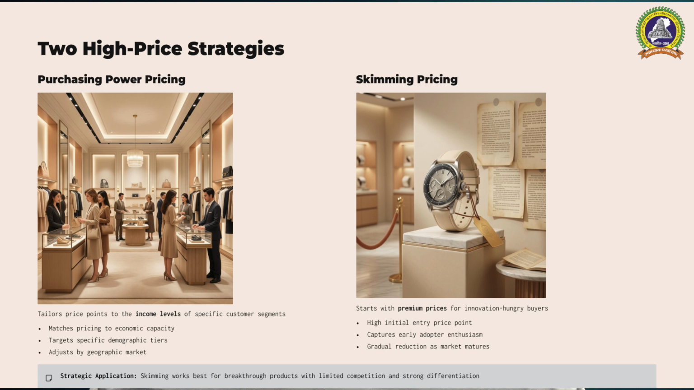Second, and very critical for new innovative products, is skimming pricing. Imagine launching a revolutionary new smartphone. At launch, you set the price very high. Why? To skim the cream of the market. You target the early adopters who are price insensitive and must have the latest technology. This helps recover research and development cost quickly. Once demand from this group is satisfied, you slowly lower the price to reach the next layer of customers. This works best when the product is distinct and competition is low.